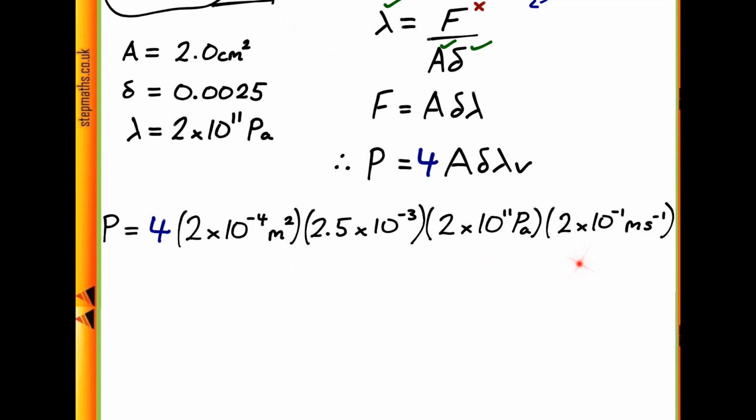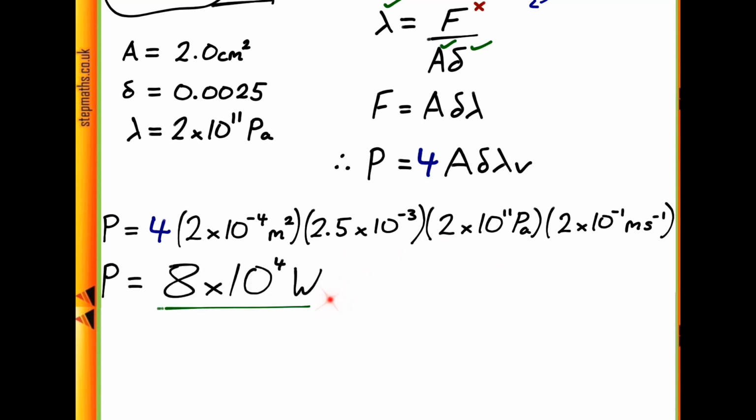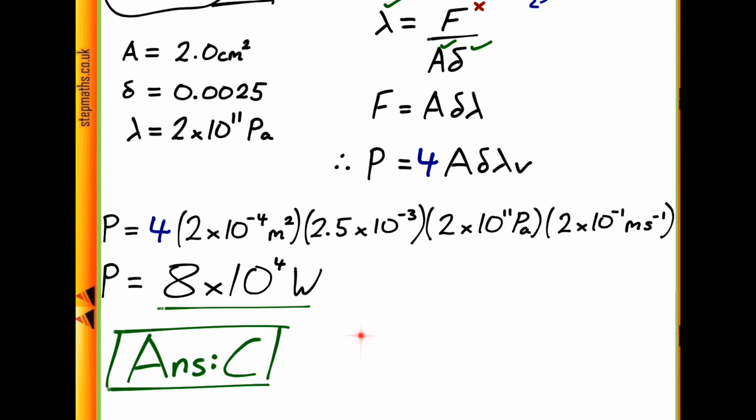All you have to do now is work through and multiply these, which is a bit tricky since there are a few different numbers, but it shouldn't take too long. And you simply come out with an answer of 8 times 10 to the 4 watts. This is going to correspond with answer C given in the question.